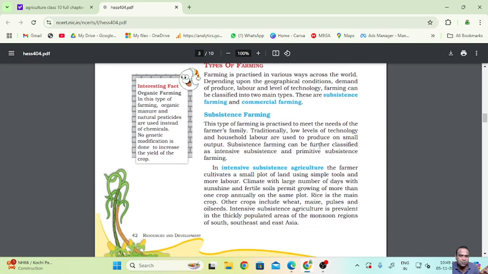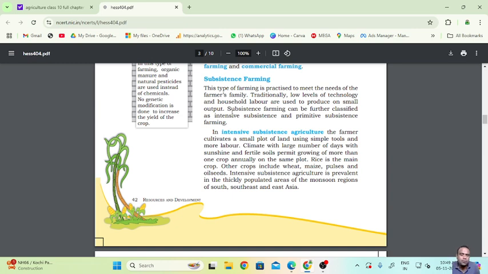What is subsistence farming? This type of farming is practiced to meet the needs of the farmer's family. Traditionally, low levels of technology and household labor are used to produce a small output. Subsistence farming can be further classified as intensive subsistence and primitive subsistence farming.